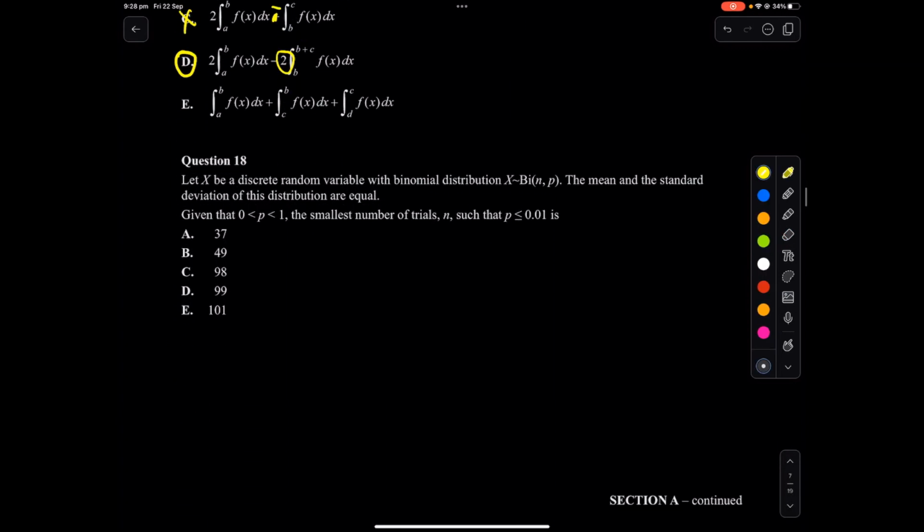Next question. Question 18. Let X be a discrete random variable with a binomial distribution n and p. The mean and the standard deviation of this distribution are equal. Given that p must be between 0 and 1, the smallest number of trials n such that p is less than or equal to 0.01 is what?